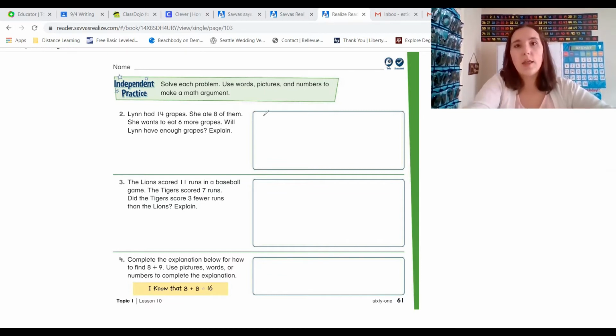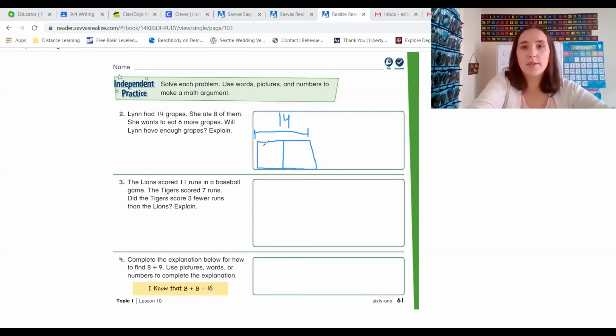That's our total. Now, because I want to talk about the total number of grapes, I'm going to draw a bar diagram. Remember, the bar diagram helps us see the parts of our number and how we can add it up or break it down. So I'm going to put 14 at the top because that's my total. Okay, now I have 2 parts. Now we know that one part is the part of the grapes that she ate, which is 8.